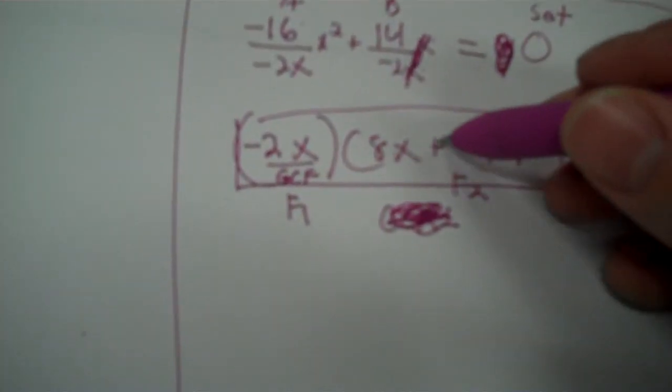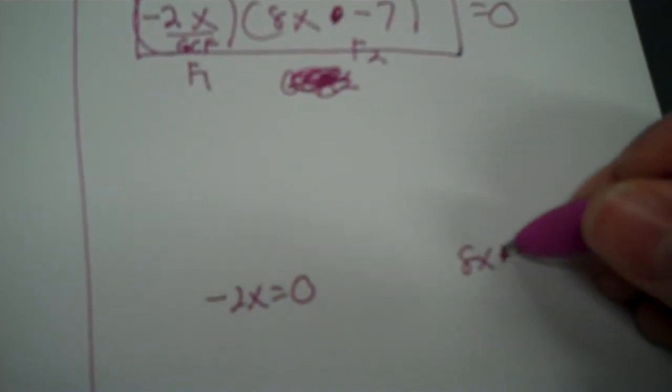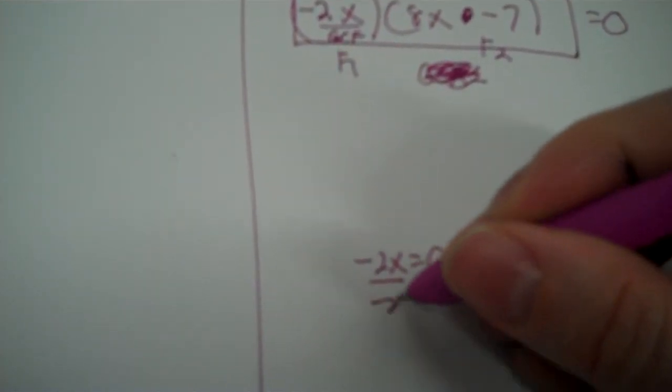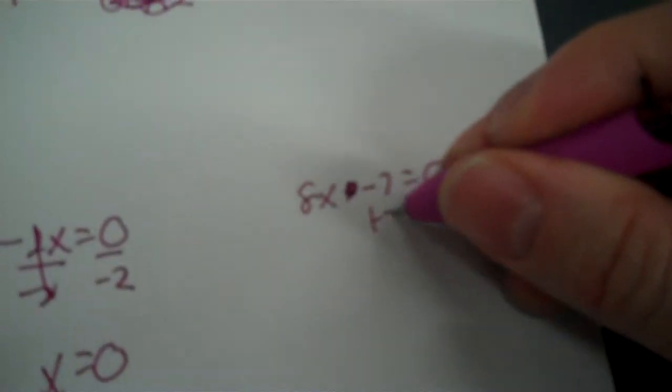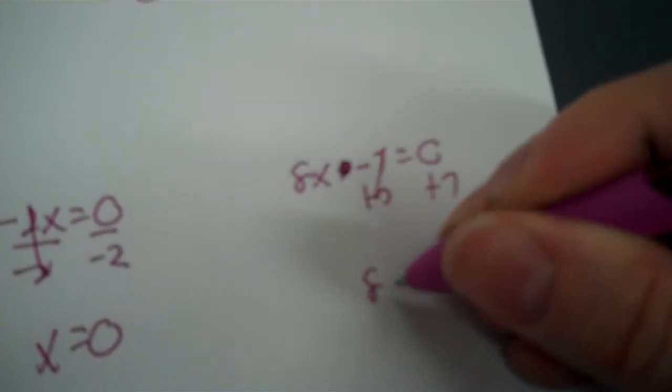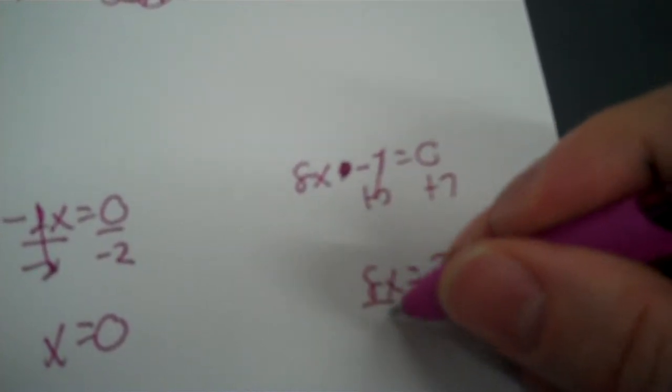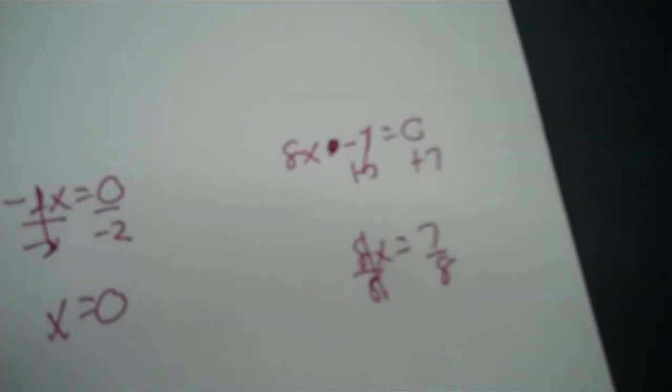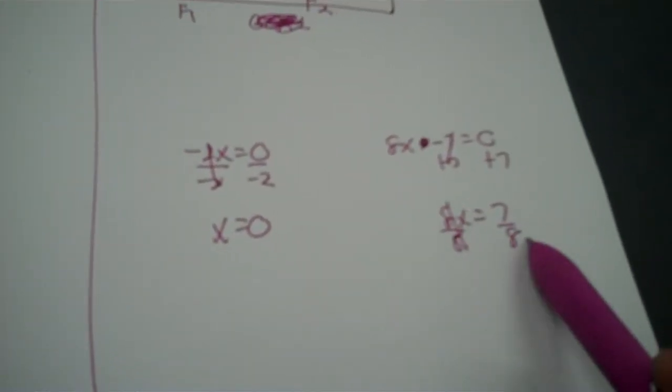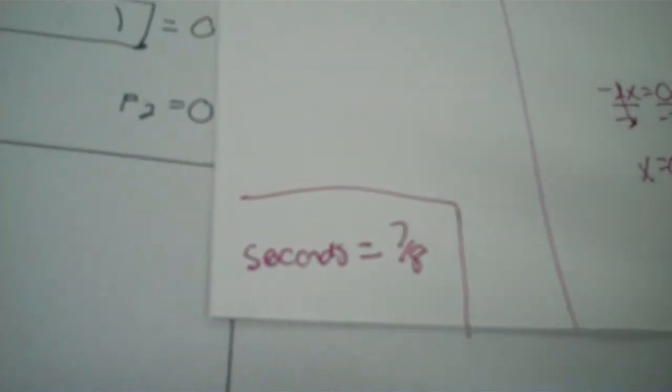Sorry, I should have written -7. That's my bad. Okay. Instead of plus negative. Divide by -2 and you get 0. Add 7, you get 7. Divide by 8, you get 7/8. Now, your answer in the corner, you want to put the higher answer, 7/8. I want to see the 0, but down here in the corner. So he lands on the ground after 7/8 of a second. Okay.